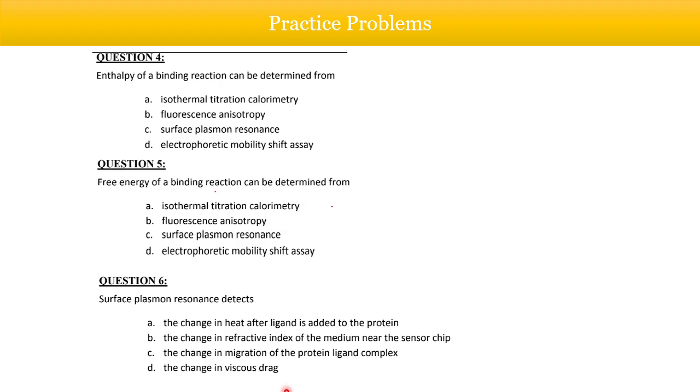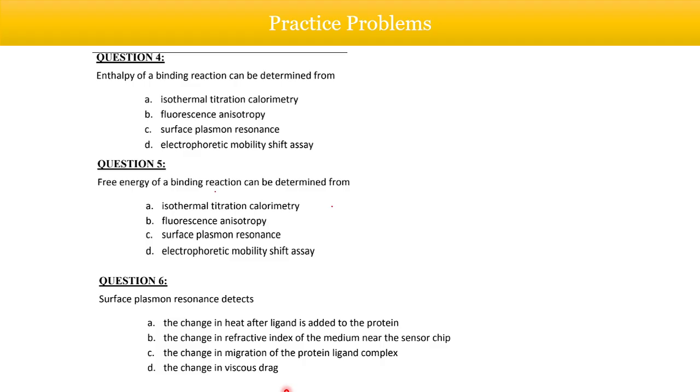So I want to get an idea about the enthalpy. What experiment am I going to use? From which experiment do you get the thermodynamics? All the thermodynamic parameters can be calculated from one particular experiment. Yes, absolutely. ITC, isothermal titration calorimetry. So that will give you an idea about all the thermodynamic parameters.